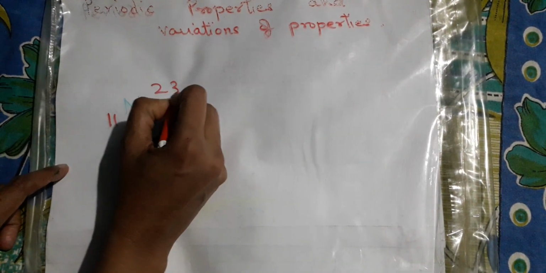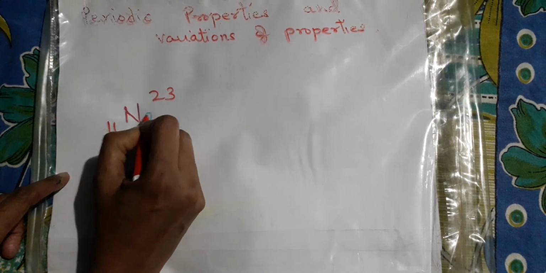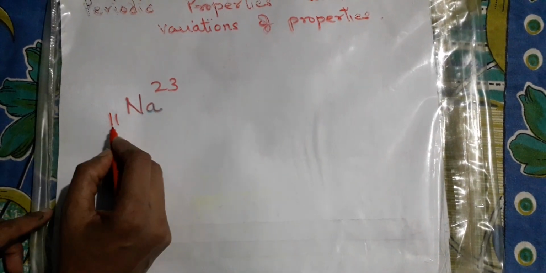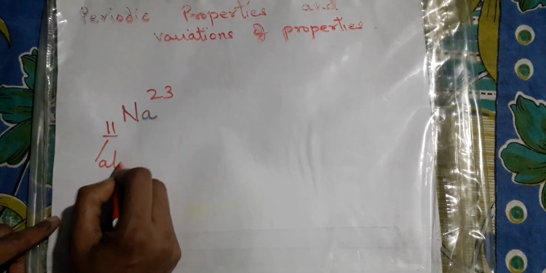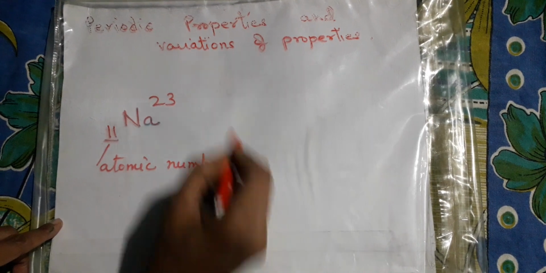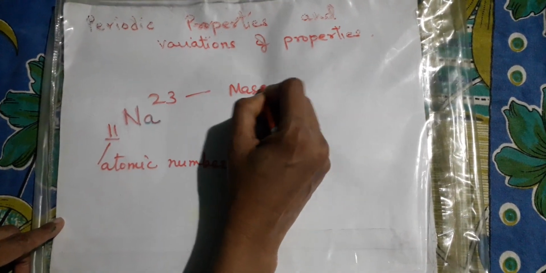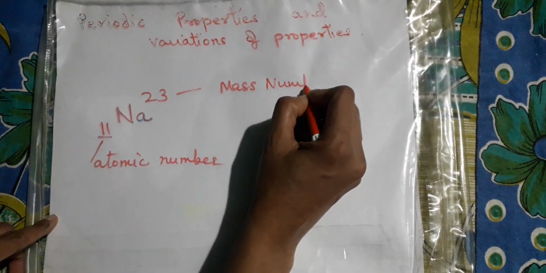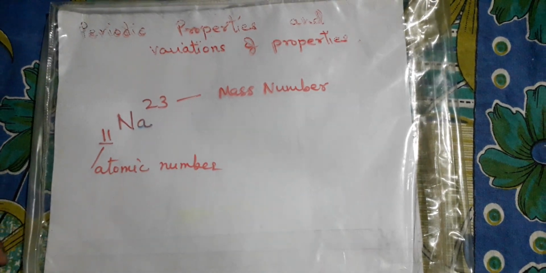For example, we have this element, say sodium, right? You see there are two numbers. You know this number is what? That is the atomic number, and this number is your mass number. These numbers are important because they will help you complete your chapter.